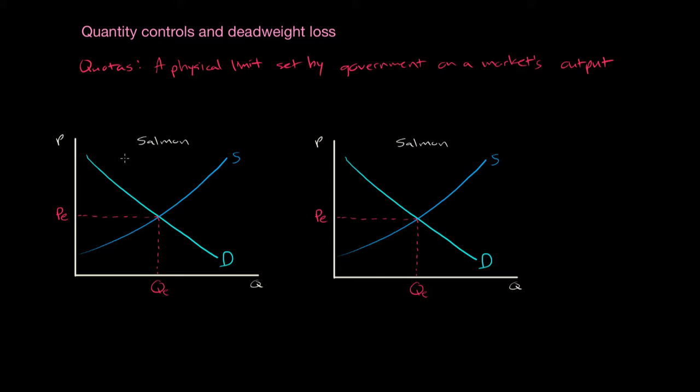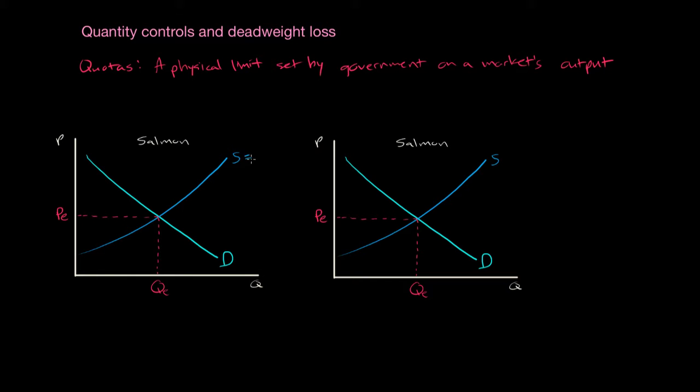To illustrate the effect of a quota on a market, we're going to use a real-world example, and that is the market for wild salmon. Salmon, of course, is a fish which could be overfished and therefore could eventually become endangered if it weren't for quotas meant to protect fish populations. So this is a real-world example, and let's look at our graph here on the left. We're going to start by talking about the market in equilibrium without quotas.